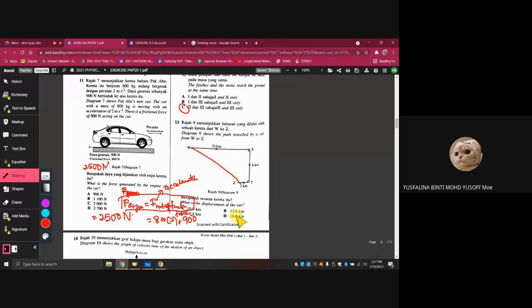After that you form the triangle. This side is 6. For W until here, you just minus, right? 10 minus 2, so you will get 8 here. So by Pythagoras theorem, 6, 8, this one should be 10. So the answer is A. If they ask you the distance, then you have to add 10 plus 6 plus 2. So the answer is 18. So make sure you know the difference between the displacement and the distance.